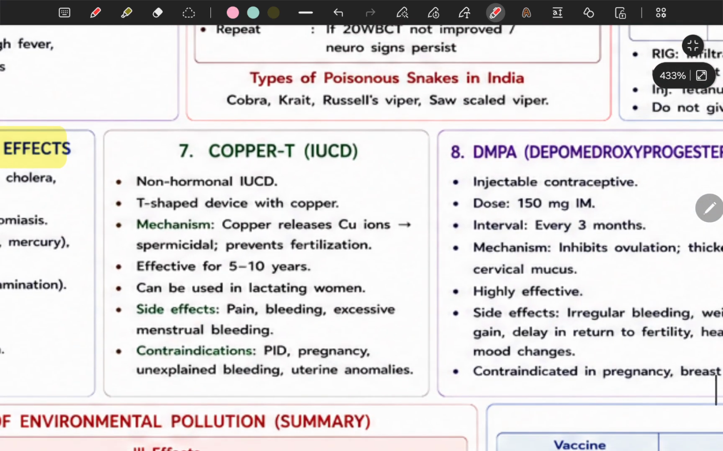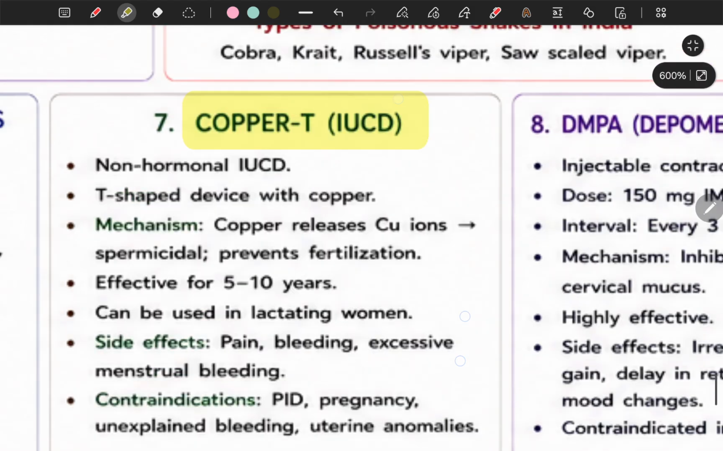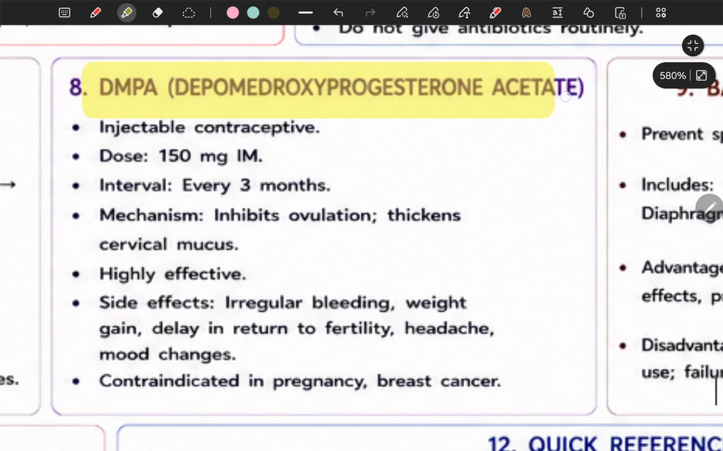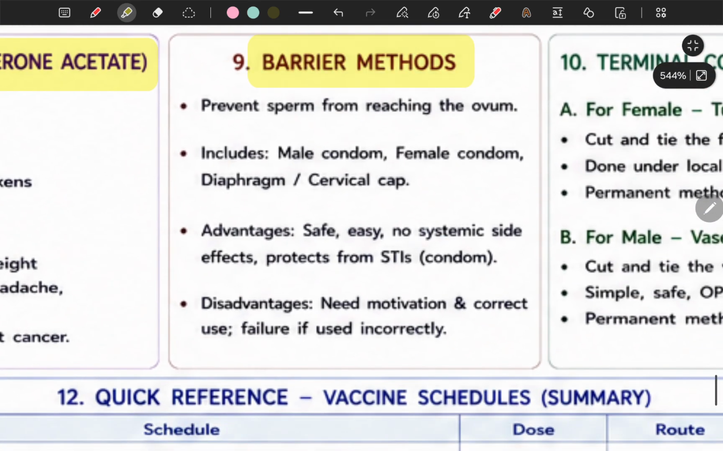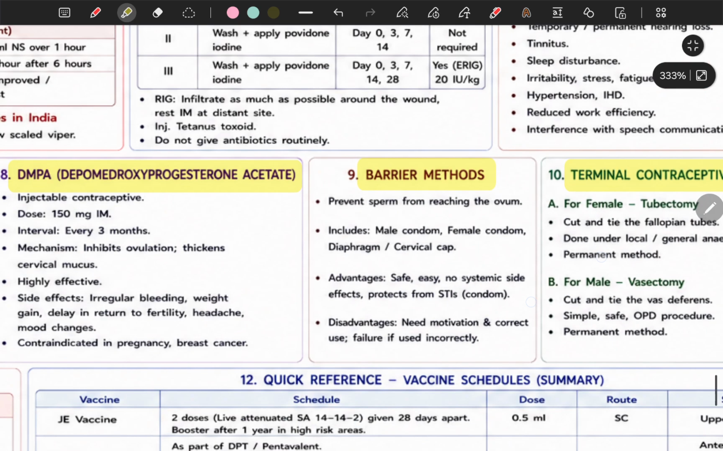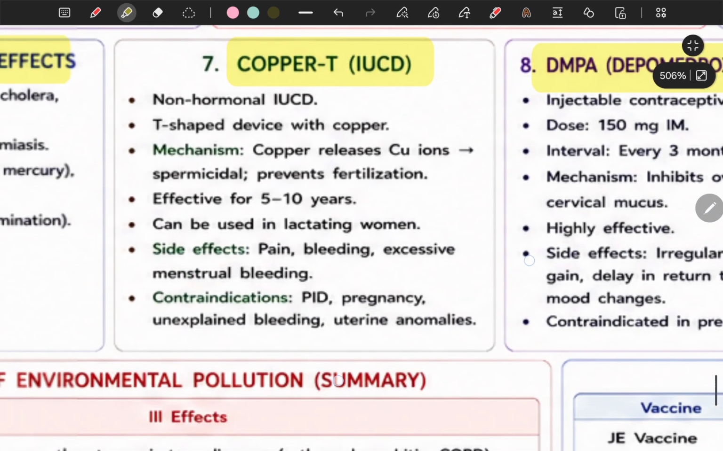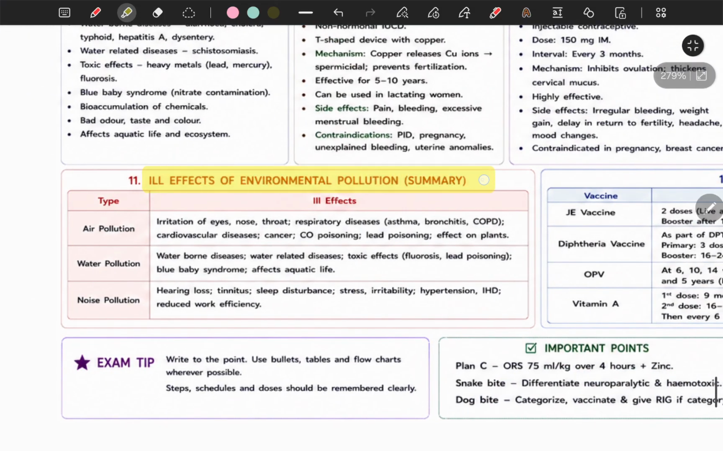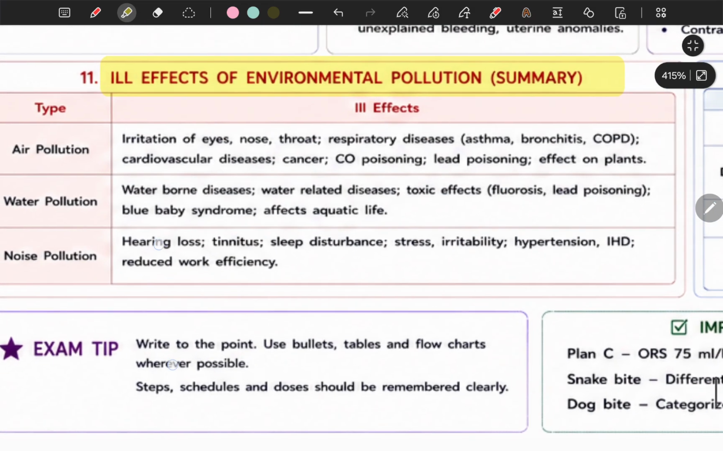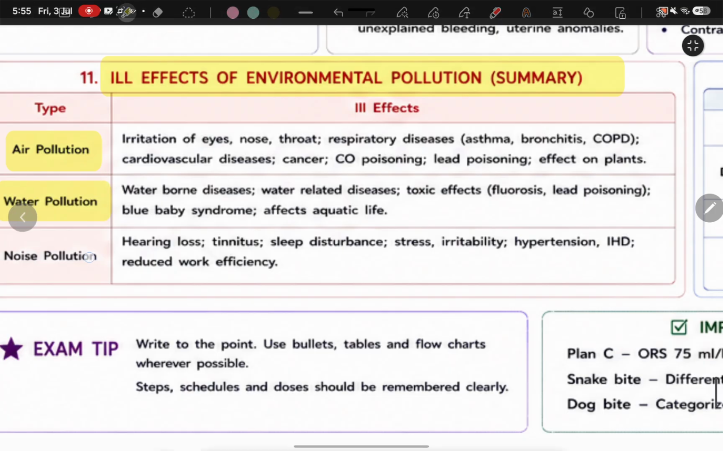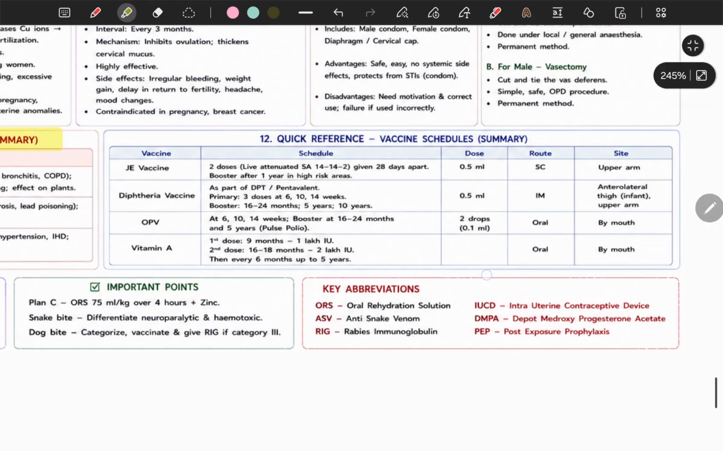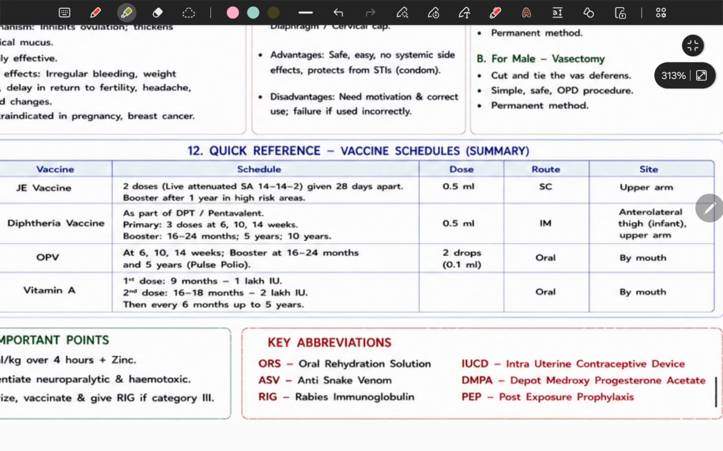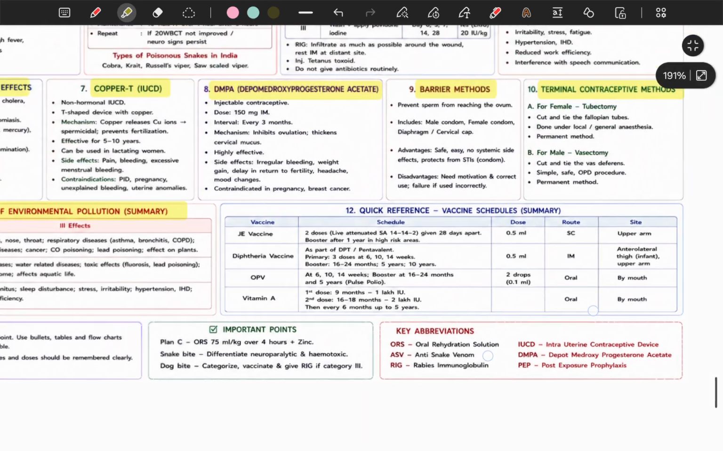Now coming to copper T. We have learned this earlier also: copper T, DMPA, barrier methods and terminal contraceptive methods. So I am not repeating it. Again, the ill effects of environmental pollution are summarized: air pollution, water pollution, noise pollution. And there is a quick reference of the vaccine schedule. You can go through this: JE vaccine, diphtheria vaccine, OPV, vitamin A.